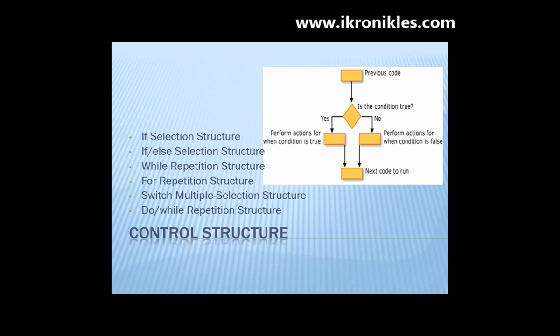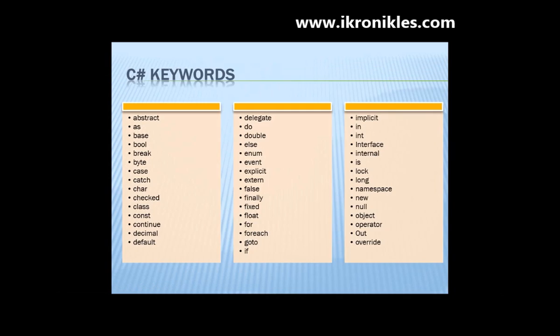C# also provides the four repetitive structures. We have the while, the do while, the for, and the for each repetition structures. So in total, control structures number about 8.